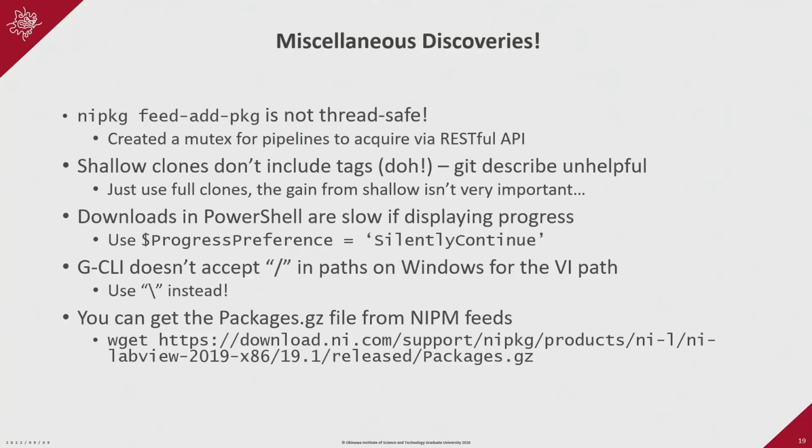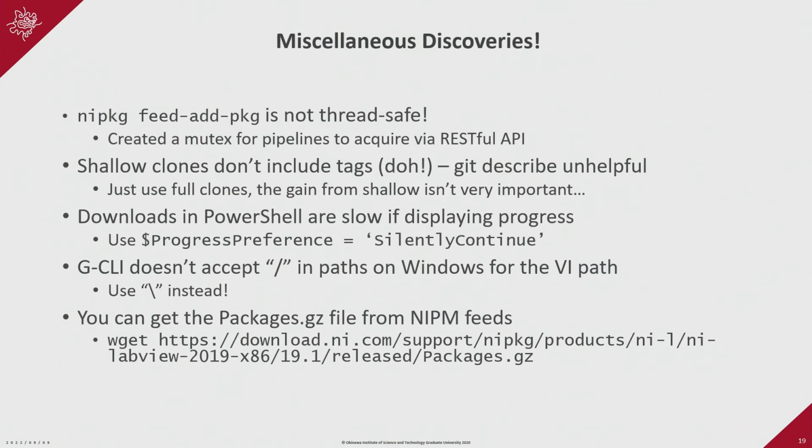GCLI doesn't accept forward slashes in paths on Windows for the VI path. You can use them in the arguments, but not in the path to the VI. I guess this is because of the interaction with PowerShell. Just use the platform-appropriate separators and you won't have this problem.